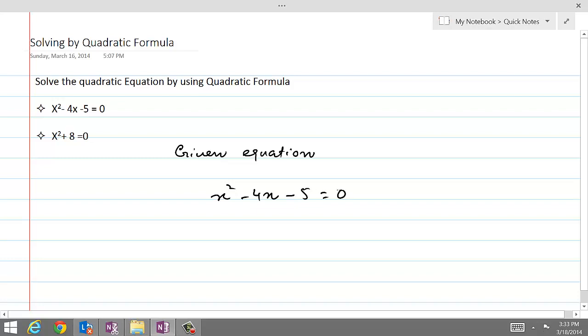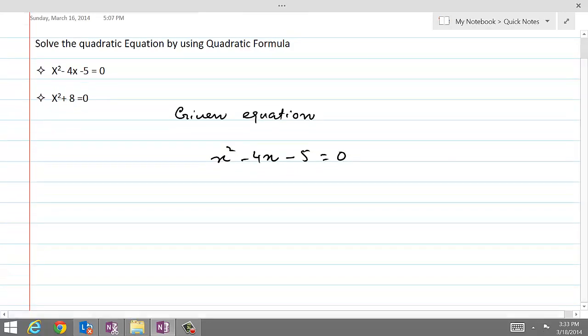We can identify the values for a, b, c by looking at the coefficients. The coefficient of x squared is 1, which is the value of a, and the coefficient of x, which is minus 4, is the value for b, and the constant term minus 5 is the value for c. So step 1, we decide a is equal to 1, b is equal to minus 4, the coefficient of x, and c, the constant term, is equal to minus 5.